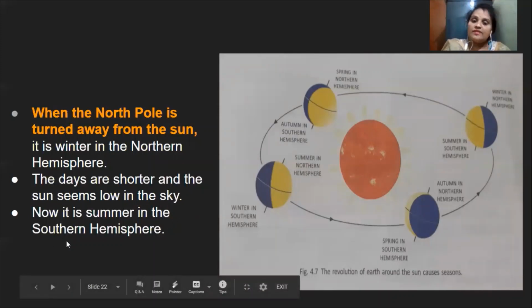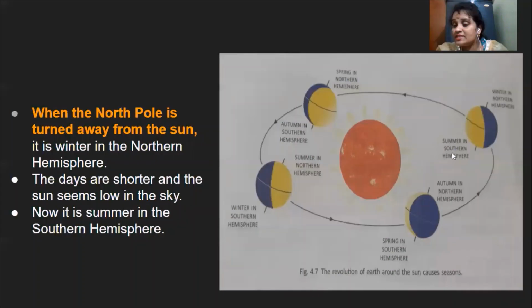Now it is summer in the southern hemisphere. Why summer in the southern hemisphere? This southern hemisphere is nearer to the sun, so sun rays fall directly, right? That is the reason why it's summer in the southern hemisphere and winter in the northern hemisphere.